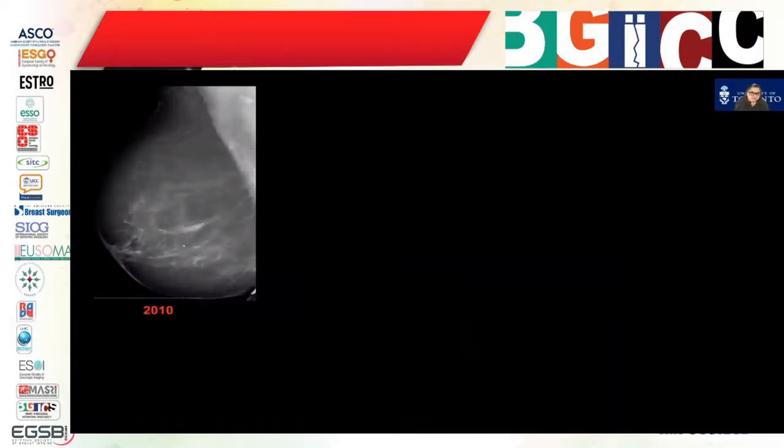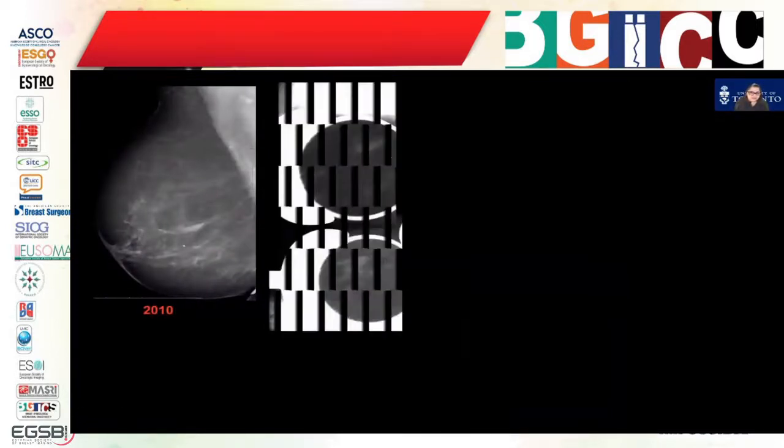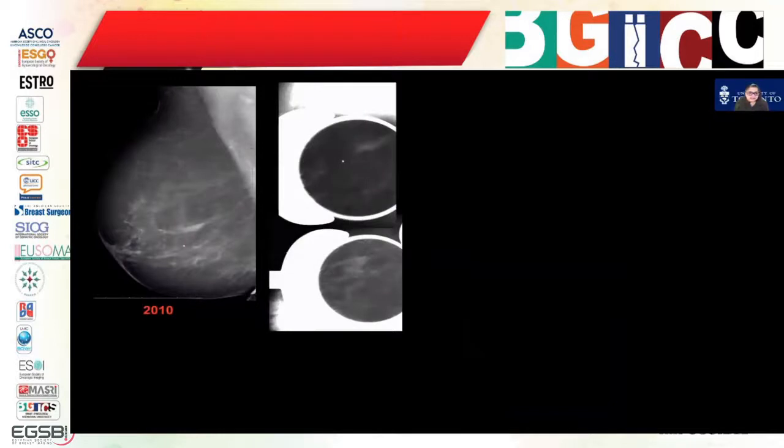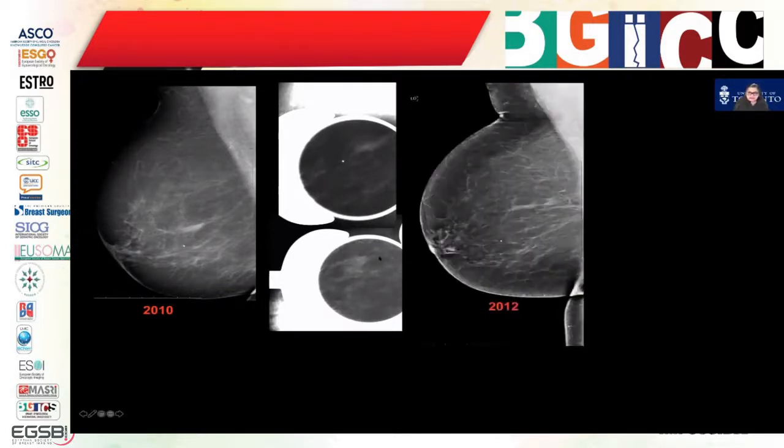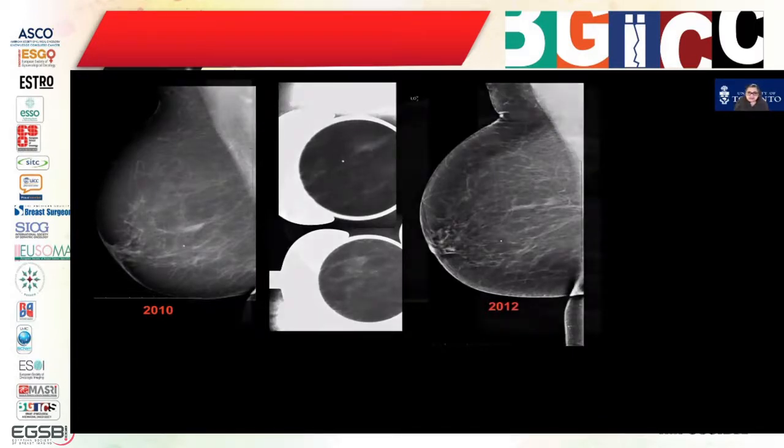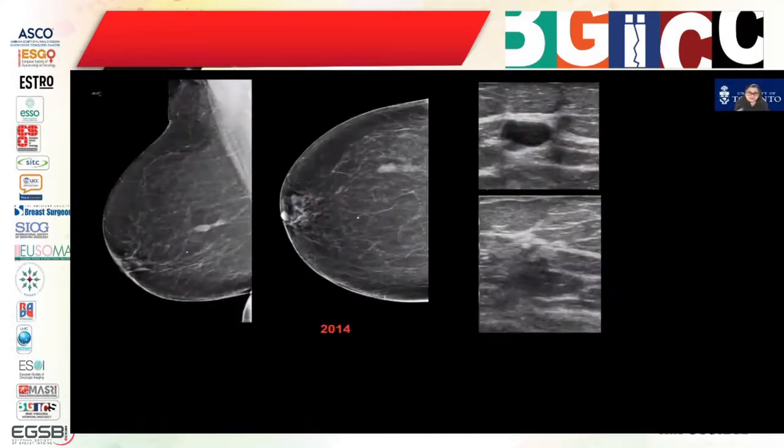Here's an example of a woman who was seen in 2010, and there was a lentiform density that you see here, very low density, no calcifications, no spiculations, seen prominently on MLO. On the spot compression views, nothing really jumps out. And the patient comes back in 2012. There's no change in the appearance. And in 2014, it grows. This is so classic.